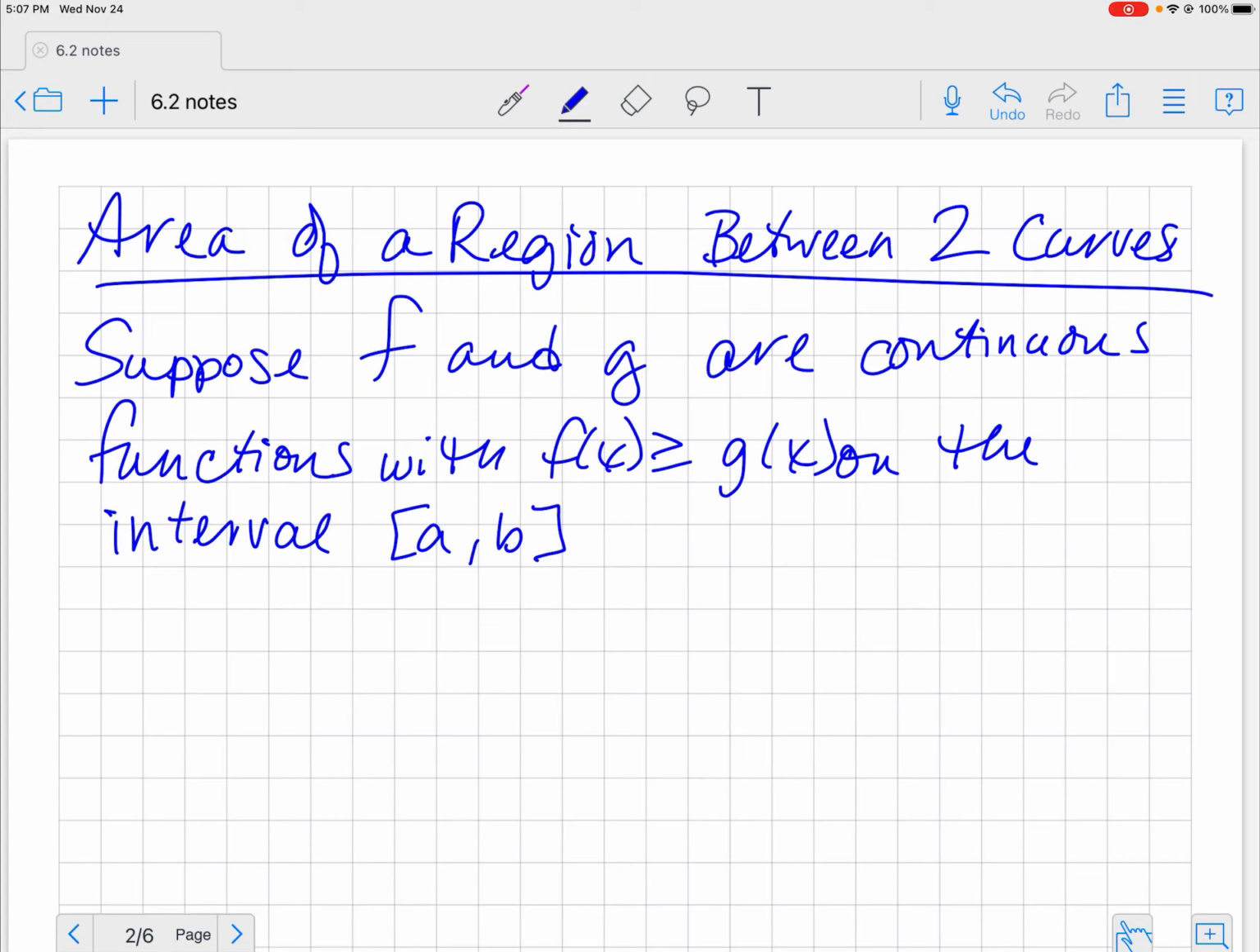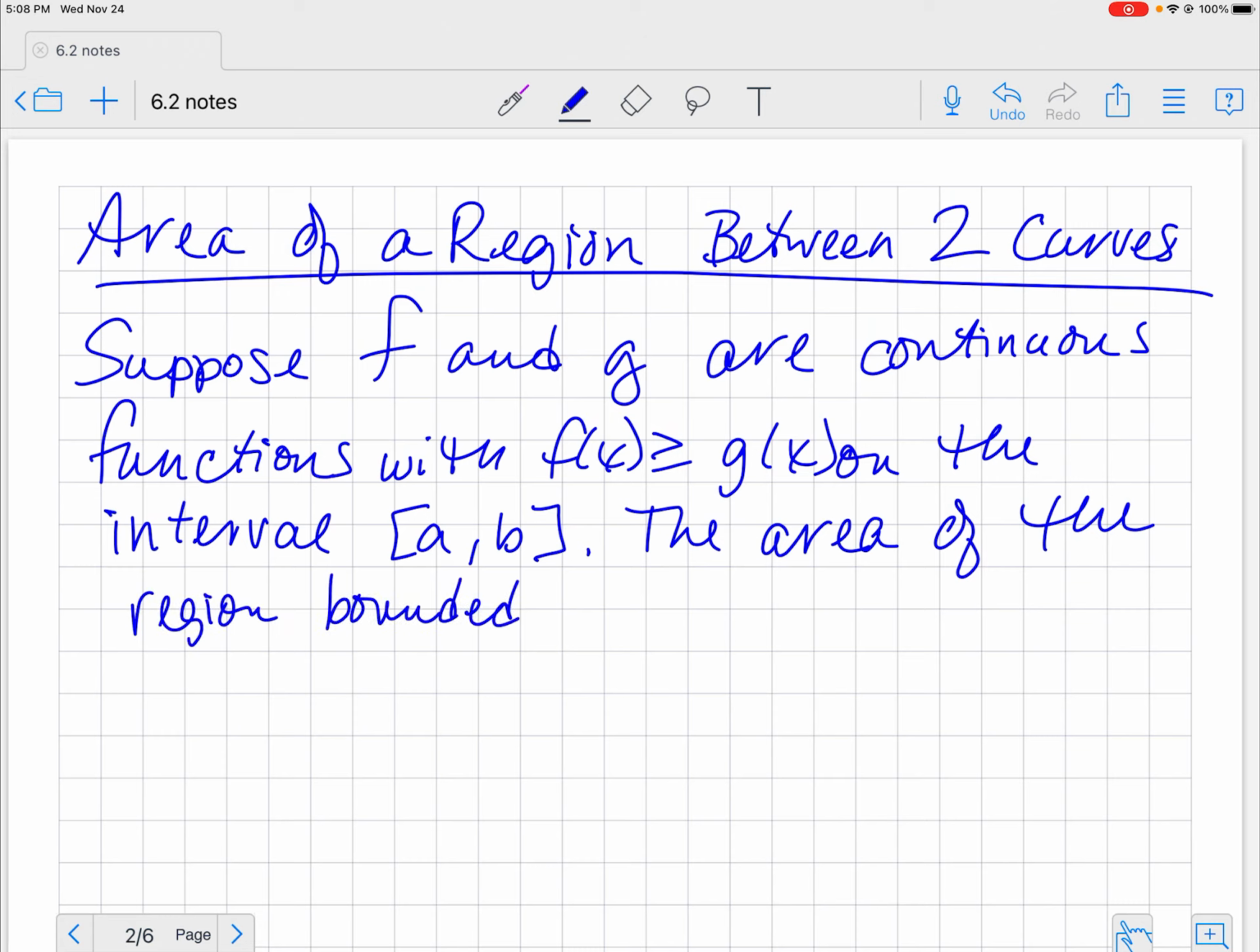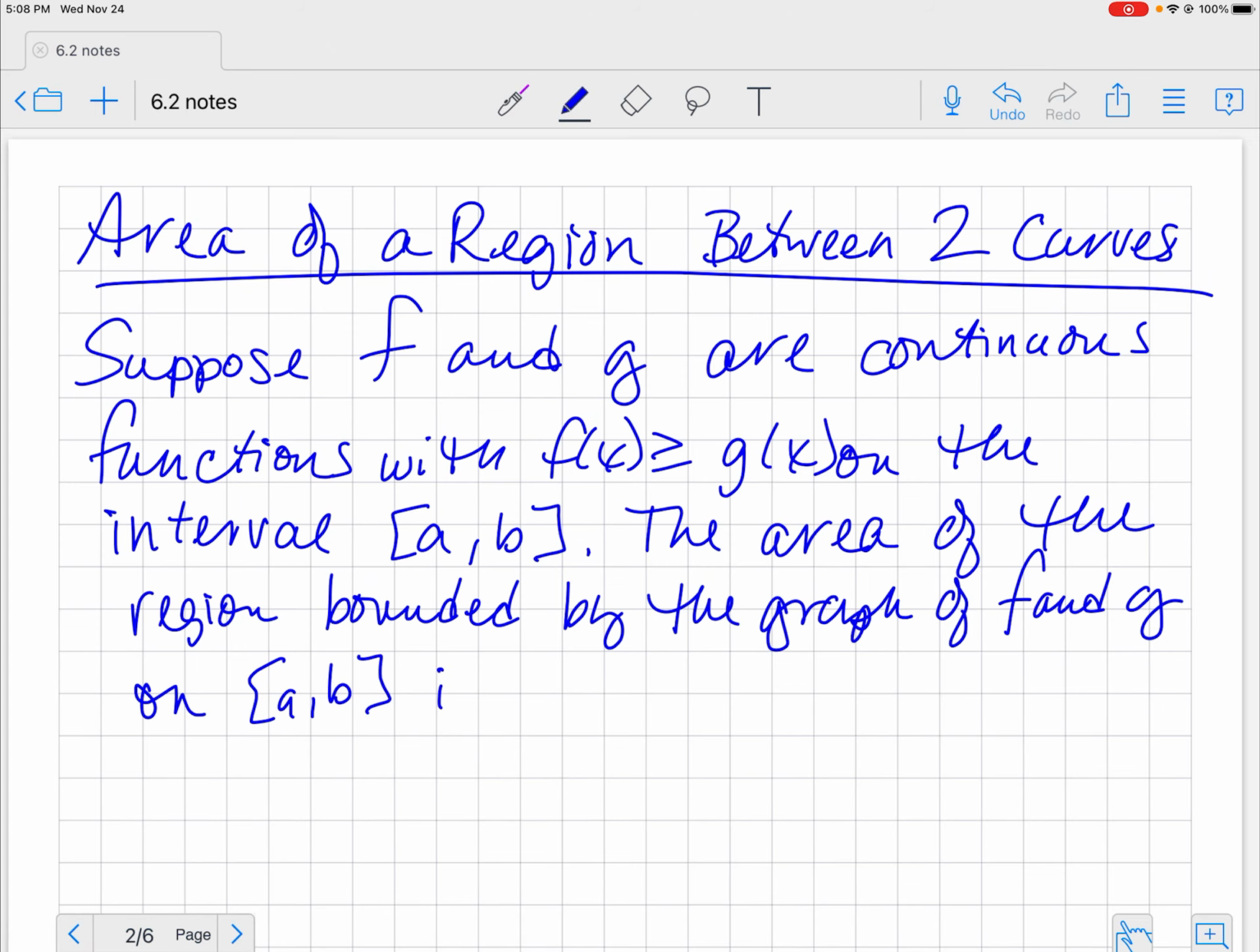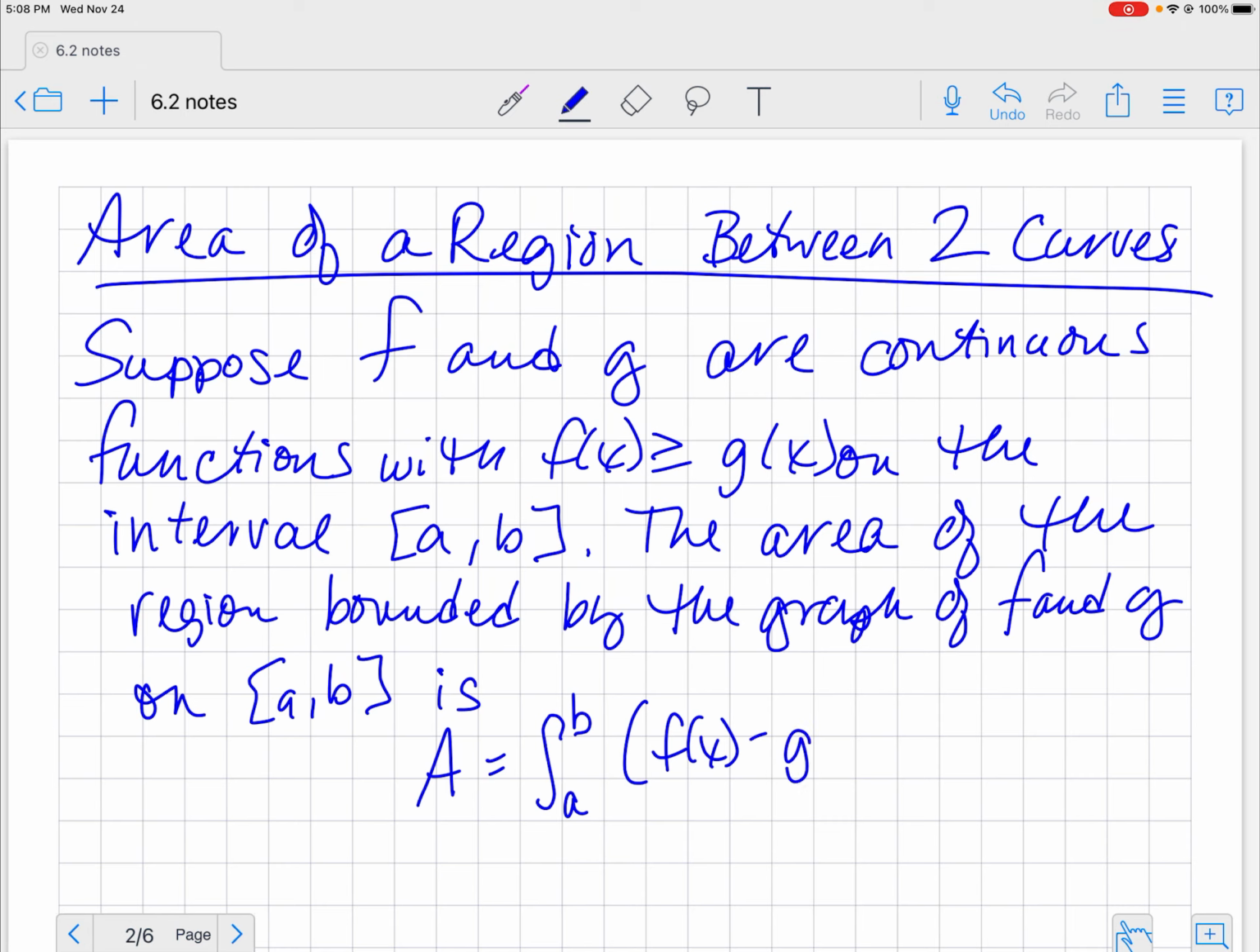Then the area of the region bounded by the graph of f and g on this interval from a to b is given by this. Area is equal to the integral from a to b of f of x minus g of x dx.